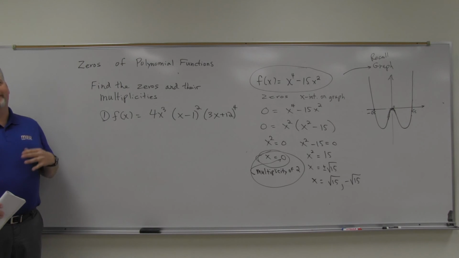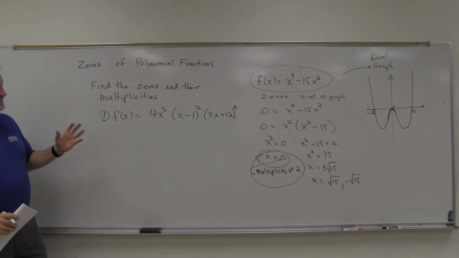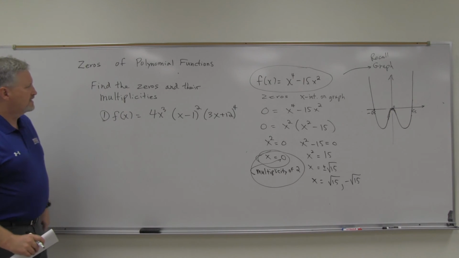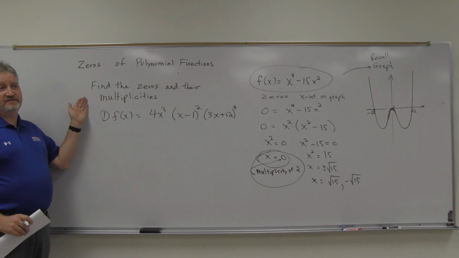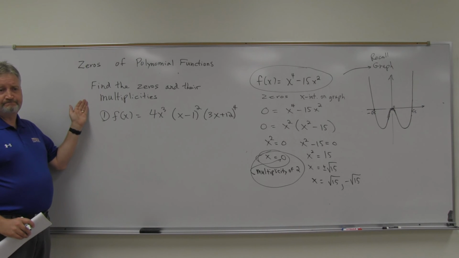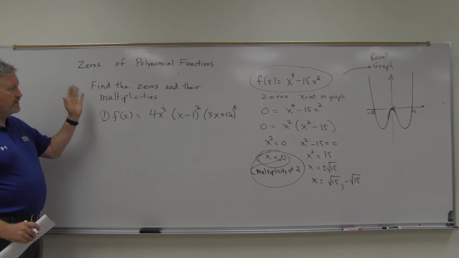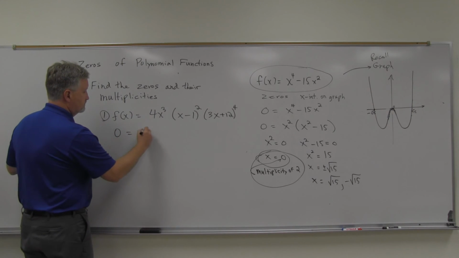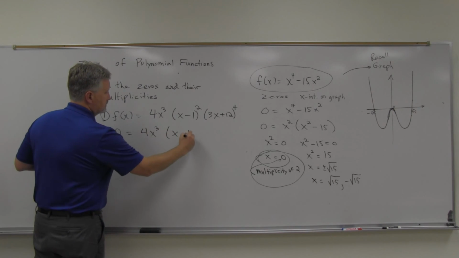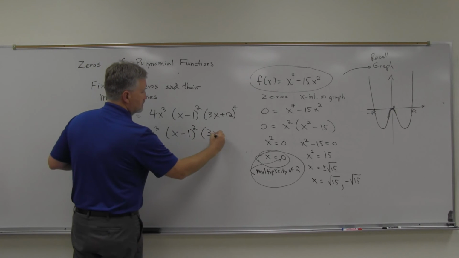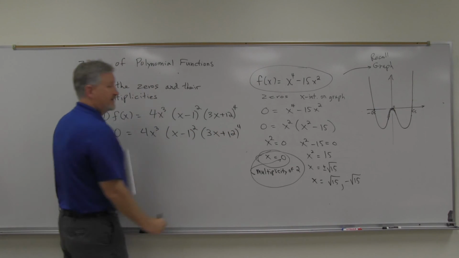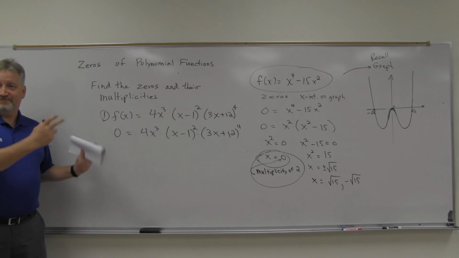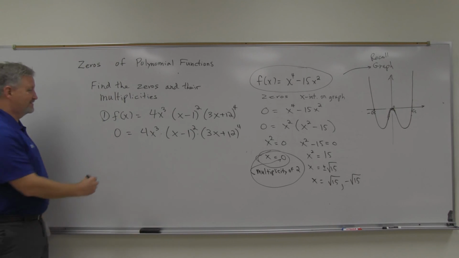Yeah, so you can see why they already factored this, because if we factored this on our own, it would take a while to get that factored. But all we want to do here is find the zeros and their multiplicities. That's all I want us to do. Well, since it's already factored, setting this equal to 0, how am I going to get those zeros? Well, since it's already factored, I can just set each one of them equal to 0.